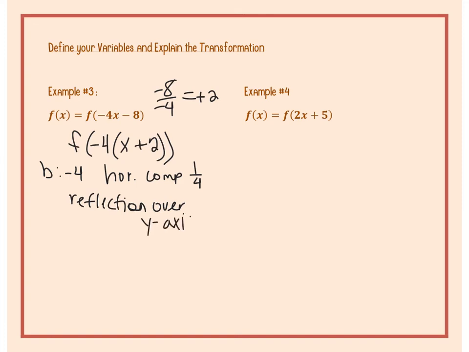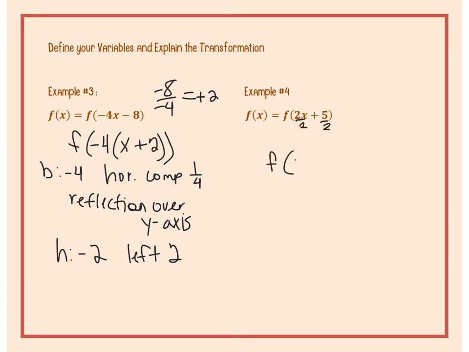So my H, after I factored out that number in front of the x, is really only a -2. So this graph went to the left 2. Okay. On example 4, I have to factor out the number that's in front of x, so I'm going to factor out a 2.